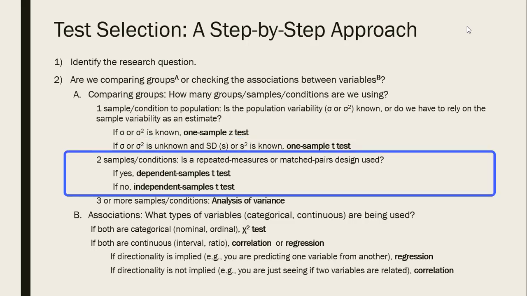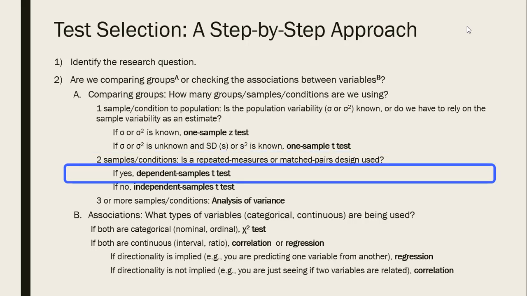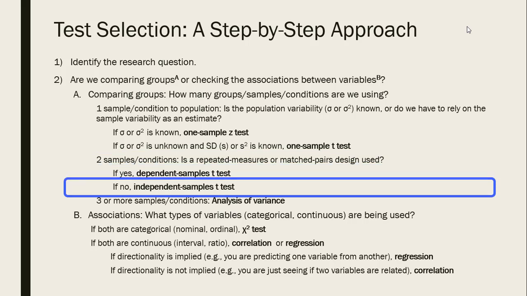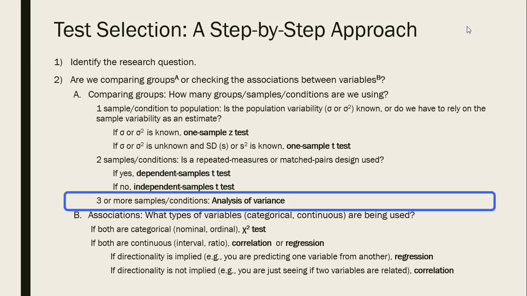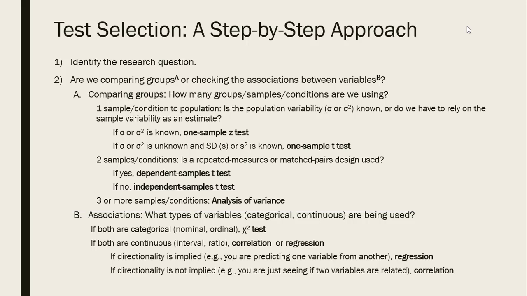If we have 2 conditions or 2 samples, then the question is, well, is there some form of repeated measures or matched pairs design being used? If so, then I'm going to do a dependent samples t, and if not, I'll do an independent samples t. And then finally, if there's 3 or more samples, 3 or more conditions, then I'm going to perform an analysis of variance.